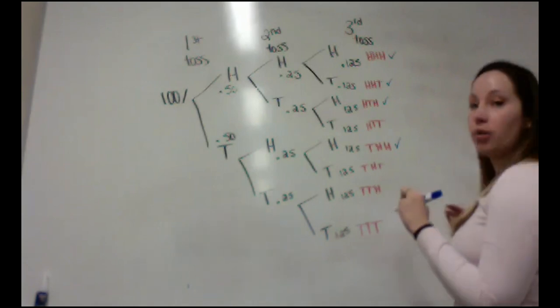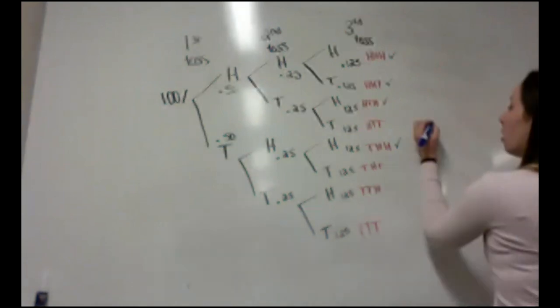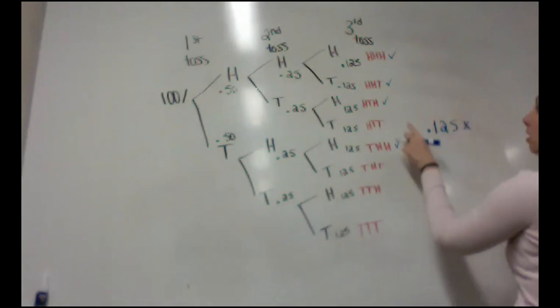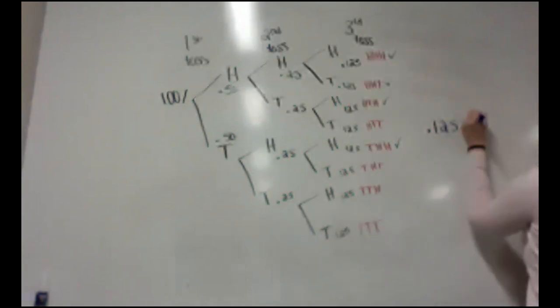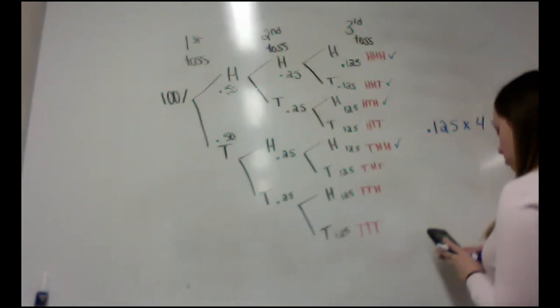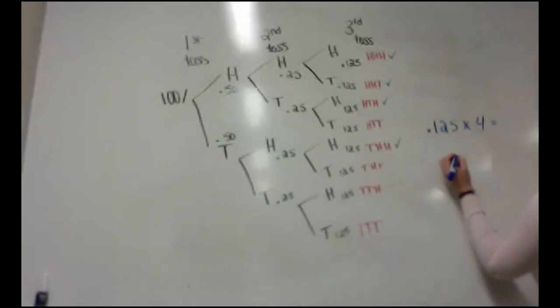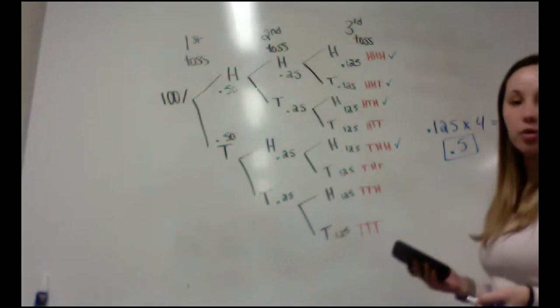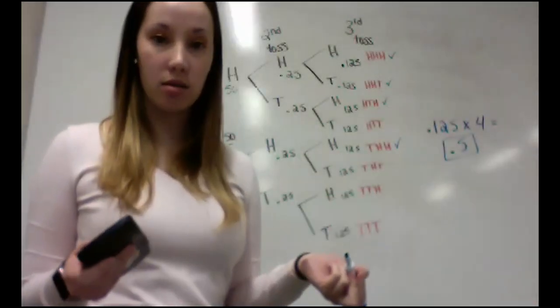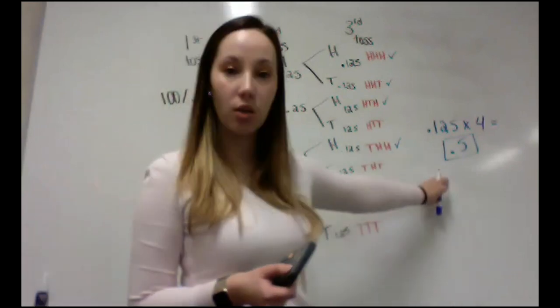So how you would find that probability is go 0.125 times 1, 2, 3, 4. And when you do that, it should be 0.5, right? Yeah, 0.5. So you have a 50% chance when you flip the coin 3 times of getting at least 2 heads. So that's how you would do that type of problem.